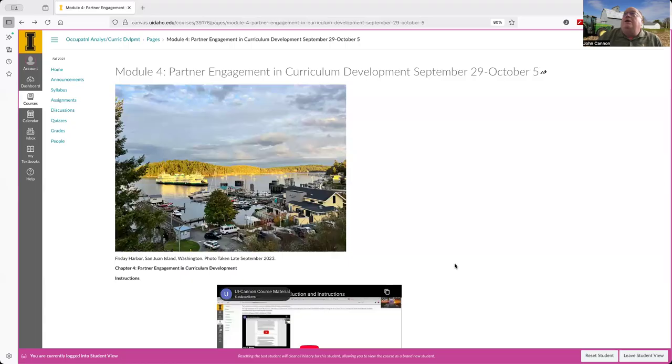I'm showing the screen now. I'm already in Module 4, Partner Engagement in Curriculum Development. This explores ways to engage partners in industry, partners in business, partners in education, as you look to develop your curriculum, revise your curriculum, and make sure that you have a curriculum in place that meets the needs of your students.